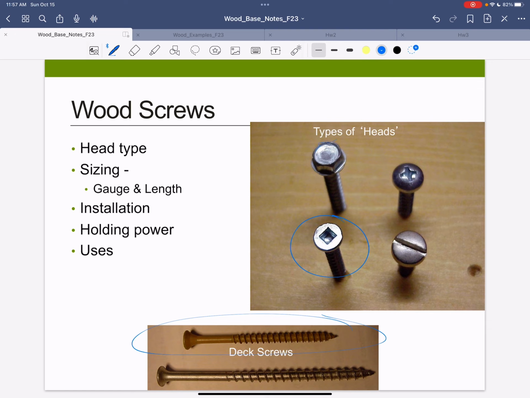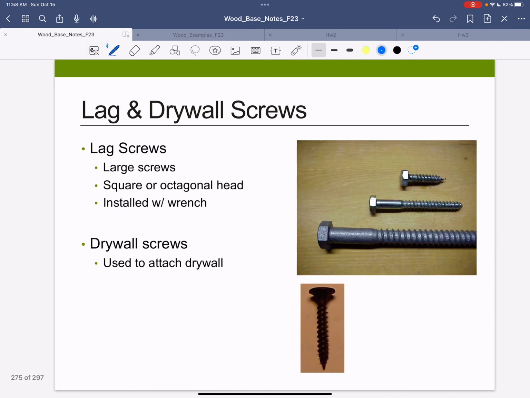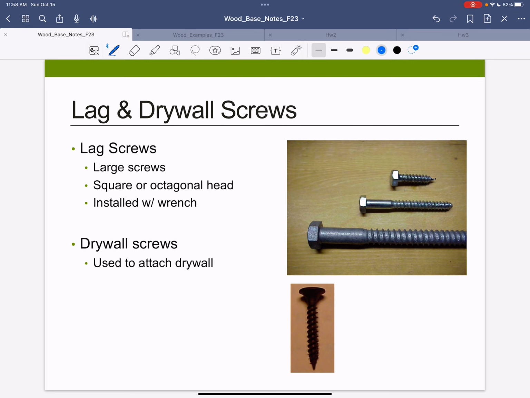And then you've got these guys here that look more like a bolt. They're a different type of installation, obviously. You can use a screwdriver or a driver, or you can use an electric drill with a driver. These guys, and a lot of times an impact driver, have a lot of holding power. They can be removed as long as you don't strip them, and have many uses, basically. We also have lag screws and drywall screws.